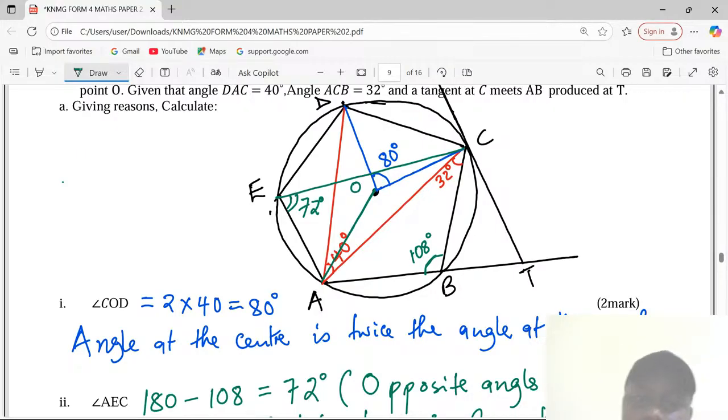Let's see how to get this particular angle. What are you supposed to know first here? Remember, the whole of the angle at D, this one, is 108. And if that is 108, then ideally it means that the whole of the angle at A is 72.